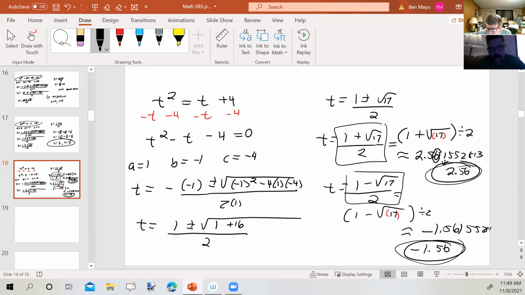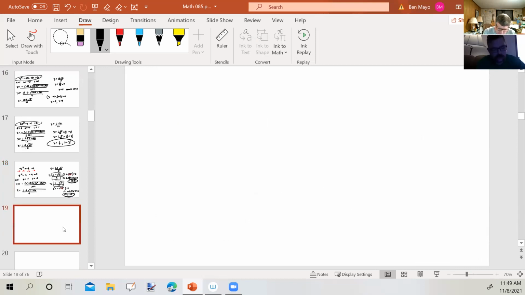Any questions there? All right, let's look at some things we could do to simplify our quadratic equations before we plug them into the quadratic formula. Because if we have things like fractions or decimals or really huge numbers, we might want to try and make them easier to deal with before we plug them in.